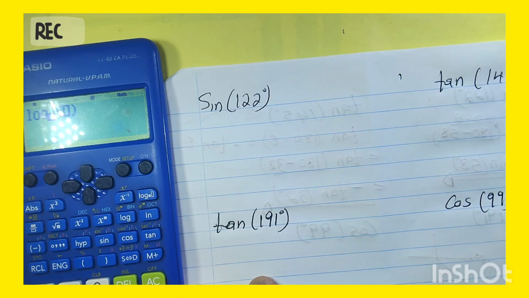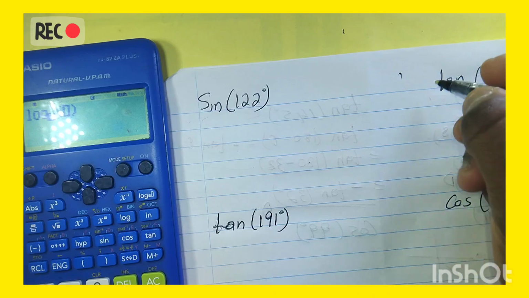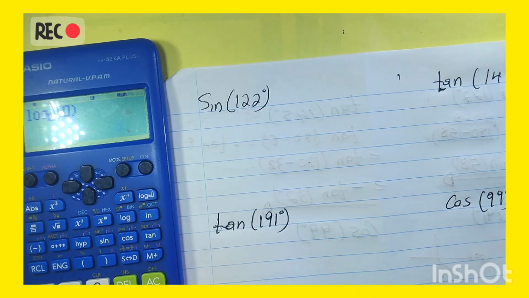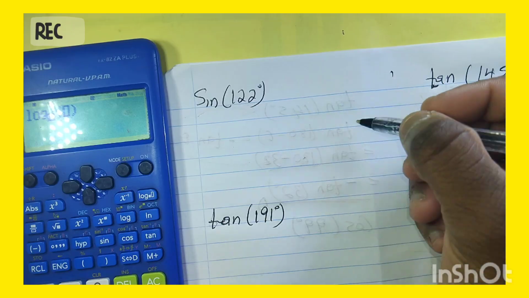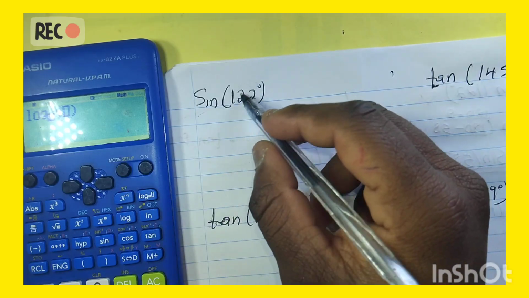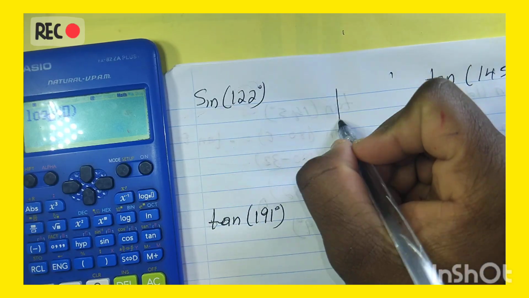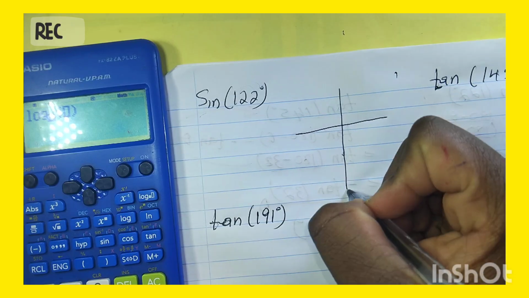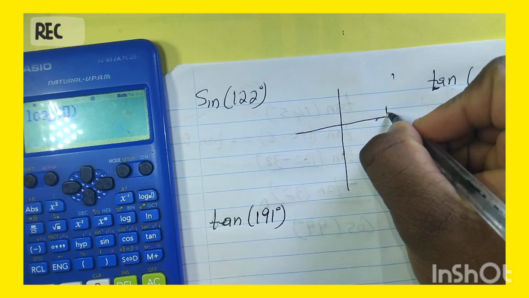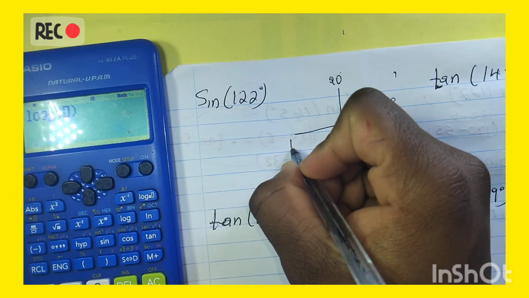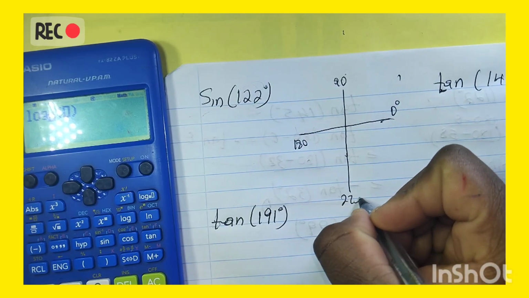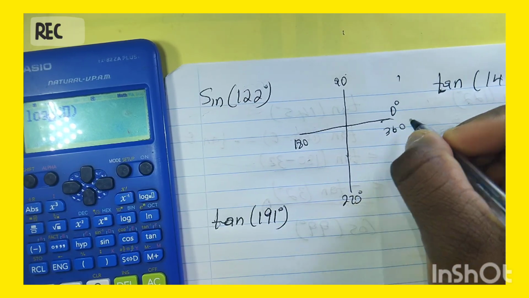If you see such a question like this one, they need you to reduce the angle. Reducing the angle, guys, is straightforward. There is nothing hard here. You identify this angle, and which quadrant is it lying on? If you take a look here, we have 0, 90, 180, 270, and 360.